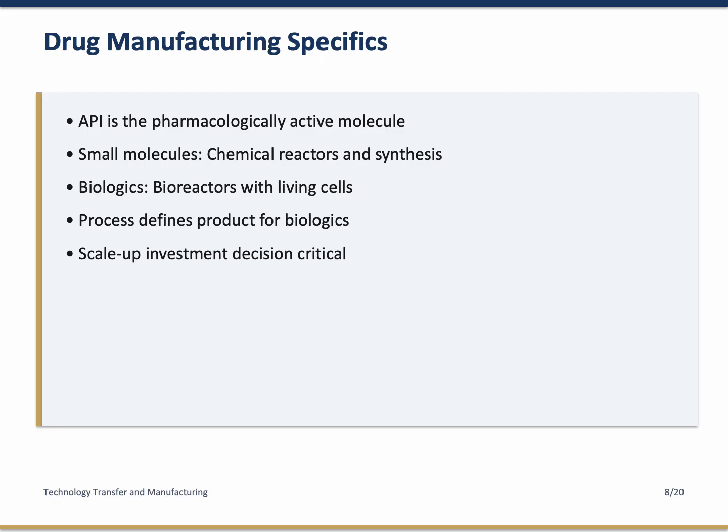For biologics or large molecules, manufacturing requires large bioreactor tanks where live mammalian or bacterial cells are grown and harvested. Importantly, biologics are defined by the manufacturing process. The process is the product, which is more complex and difficult to ensure reproducibility of the cell line compared to chemical synthesis. The investment decision to scale up is similar for both product types but carries different technical risks.